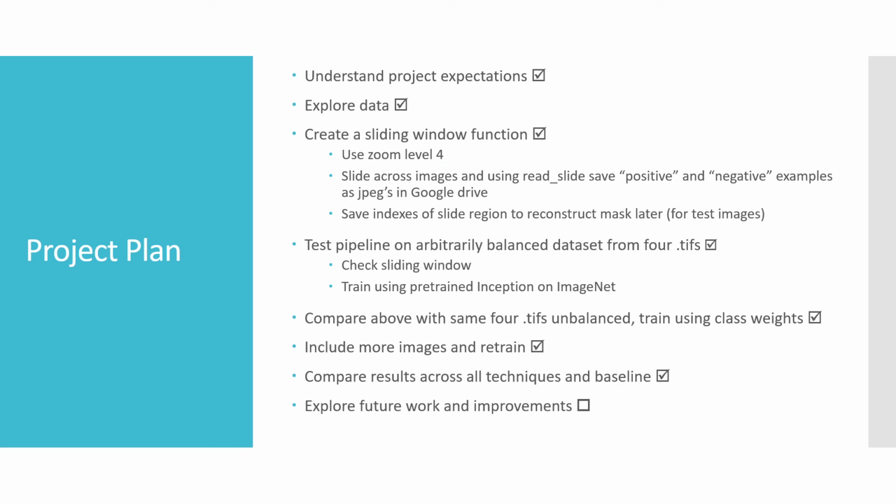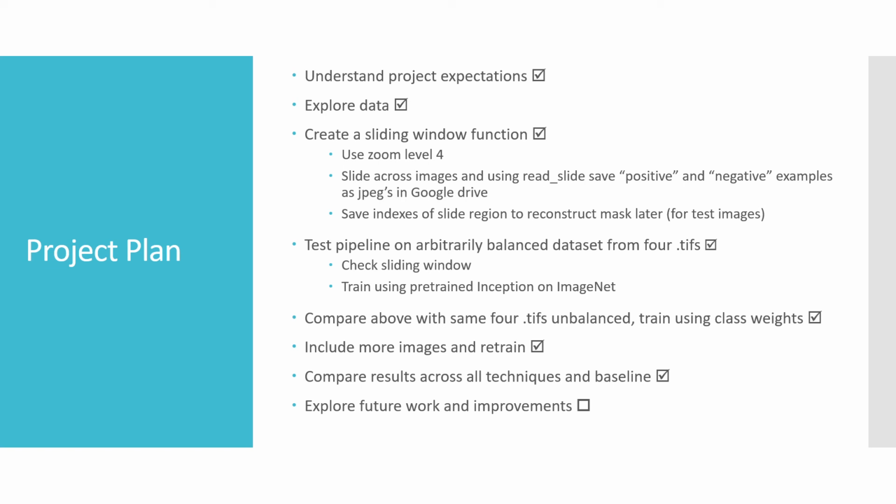My first step was to understand the project expectations, then to explore the data. Then the main thing was to create a sliding window function, so I used a zoom level of 4 because I felt like that was enough images, and that was suggested by the professor. I then slid across all the images using the read slide provided function, saving positive and negative examples as JPEGs in my Google Drive. I also saved the indexes of all the slide regions to better reconstruct the mask later, especially for the test images.